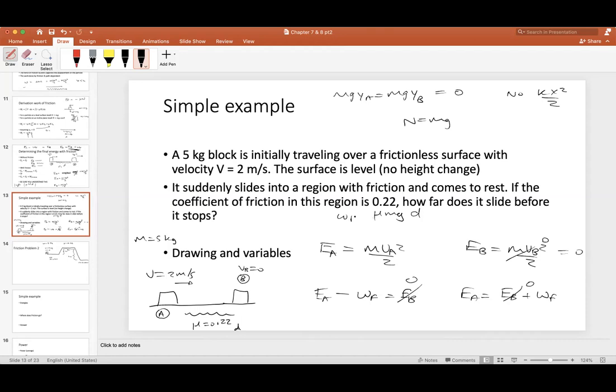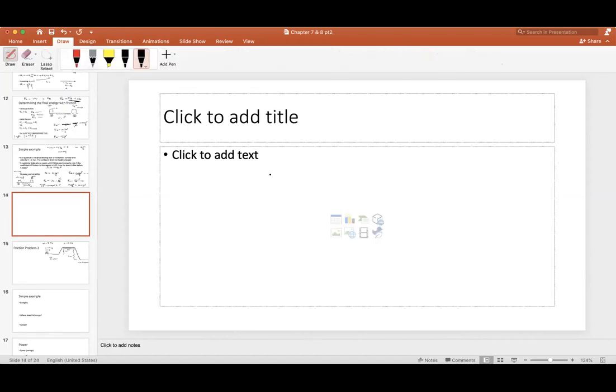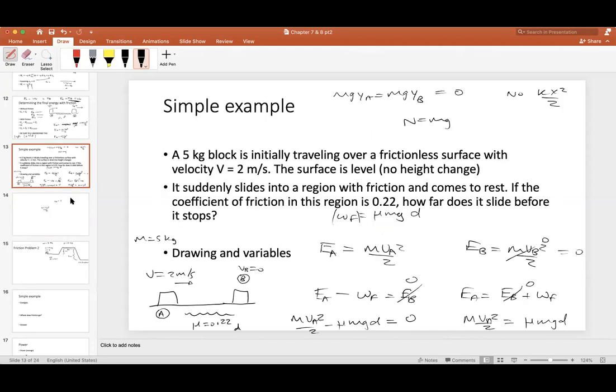We know that the work of friction is mu mgd. So here we get m va squared over 2 minus mu mgd is equal to 0, or here we get m va squared over 2 is equal to mu mgd, no negative sign. The m's will cancel. We can see that if we write m va squared over 2, remember va was 2, and 5.